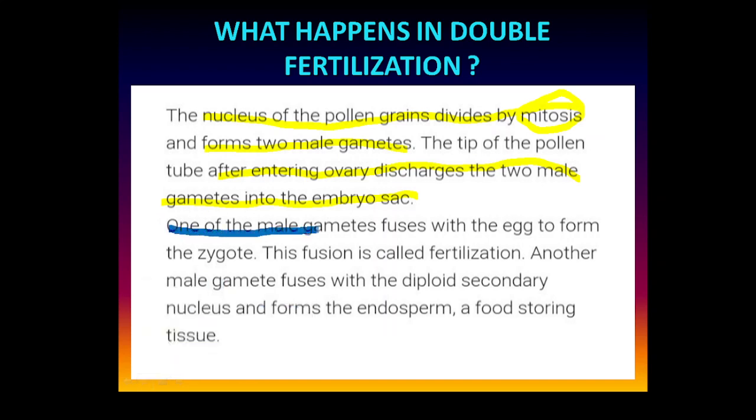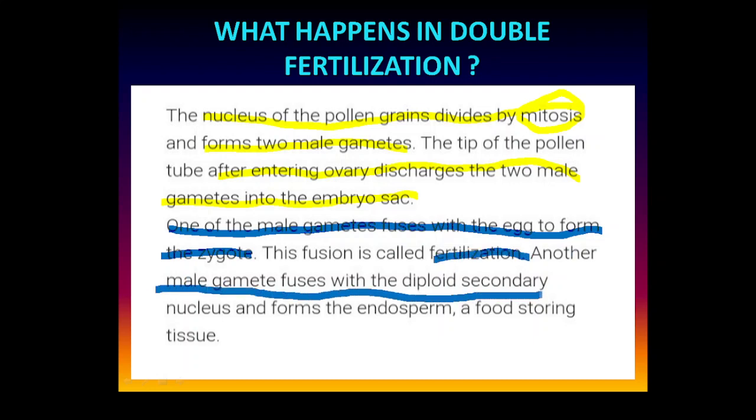One of the male gametes fuses with the egg to form the zygote. This fusion is known as fertilization. Another male gamete fuses with the diploid secondary nucleus and forms the endosperm, a food storing tissue. Okay, so one of the male gametes fuses with the egg to form the zygote, which will later develop into other stages that will come later. This is known as fertilization.